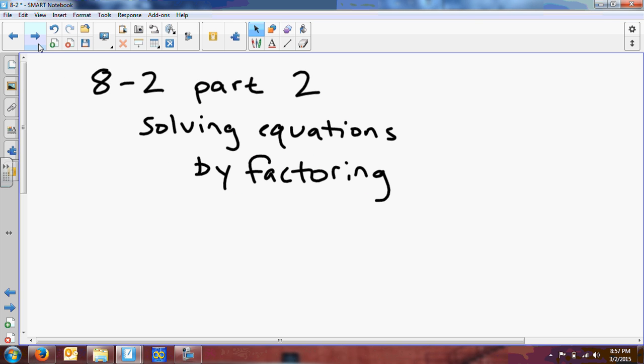So now would be a good time to stretch it out, or whatever, and we're back. Okay, solving equations by factoring. It's going to be similar to the first part of 8-2, a little bit easier. It's definitely different, which is why we separated these into 2 days.